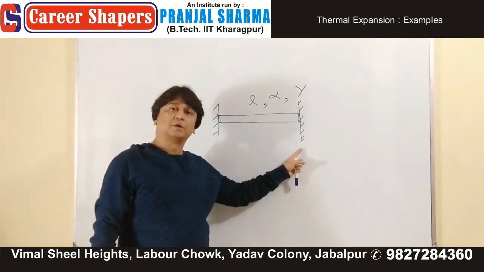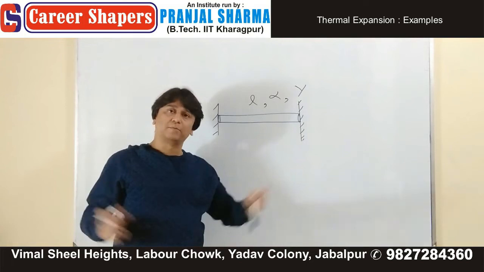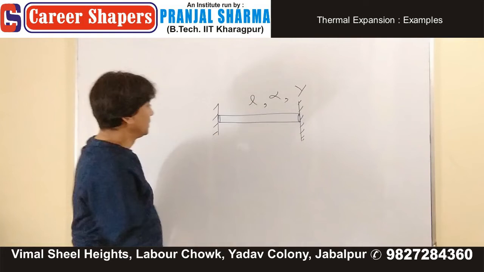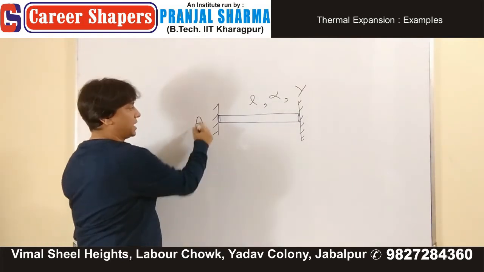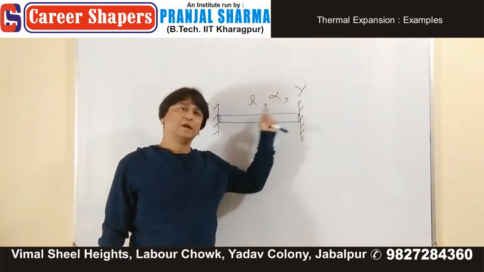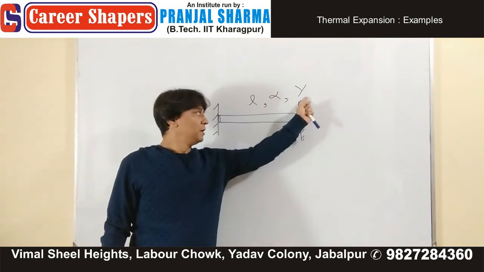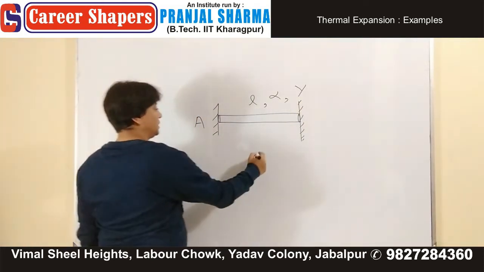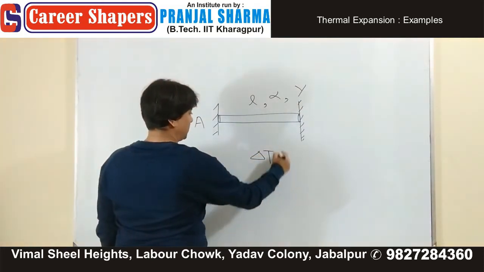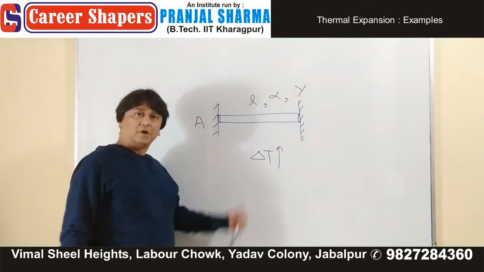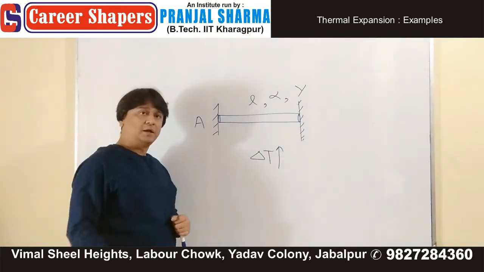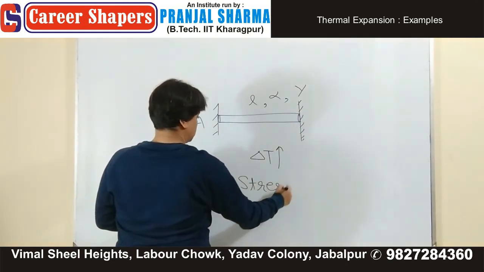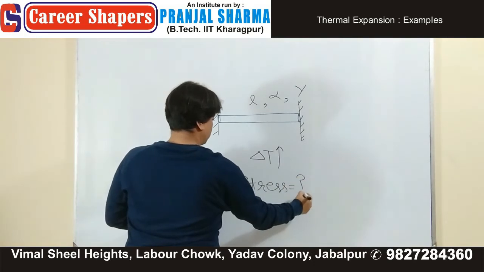These are two rigid supports. There is no way you can change the separation between these two rigid supports. Length of the rod is L. Its cross-sectional area is A. Coefficient of linear expansion is alpha. Young's modulus is Y. Temperature is increased by delta T. If temperature is increased by delta T, then find out the stress developed in the rod.